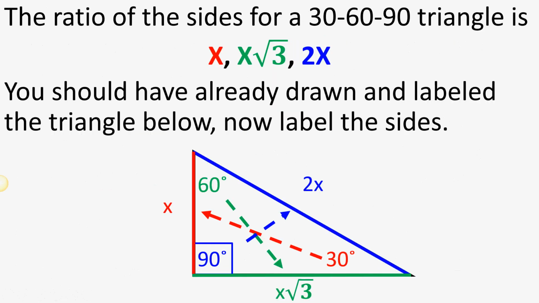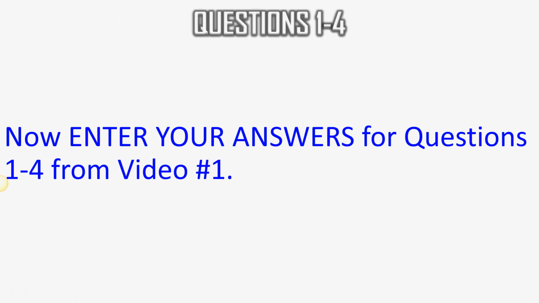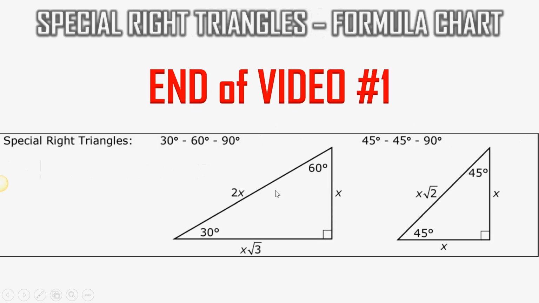So when I label the sides, now I see the whole picture. I drew arrows to show which angle corresponds with which side. So go ahead and add those sides to the label on the triangle. Pause if you need to. Moving forward, answer those 4 questions in All in Learning Now. That is the end of video 1.